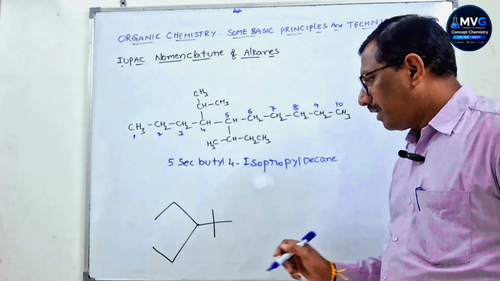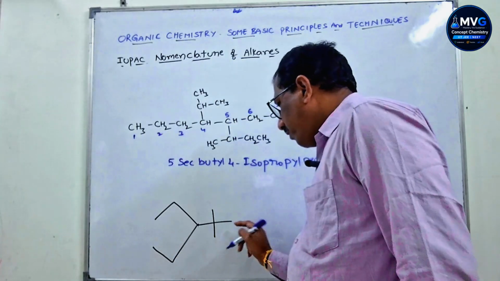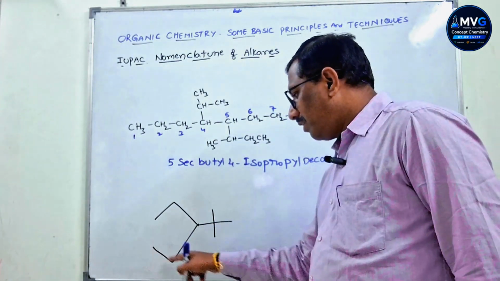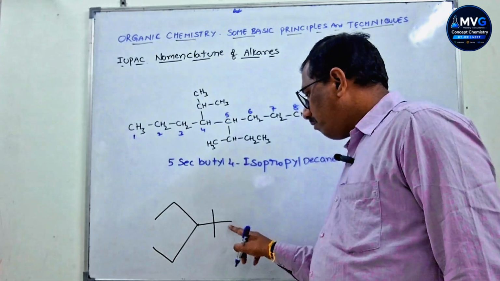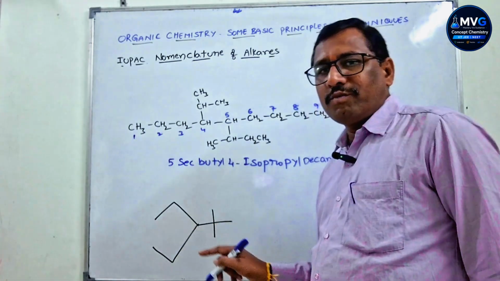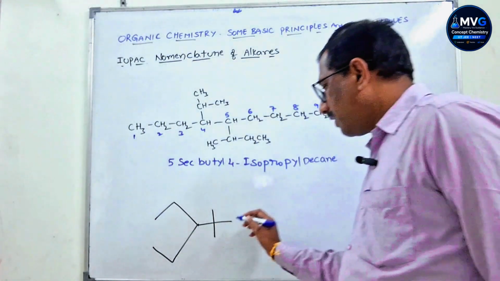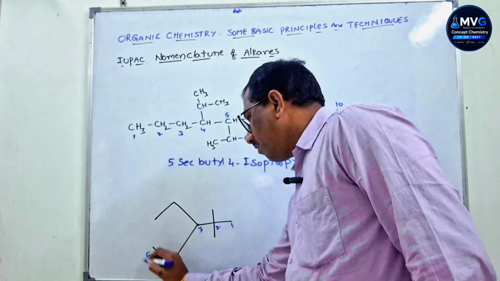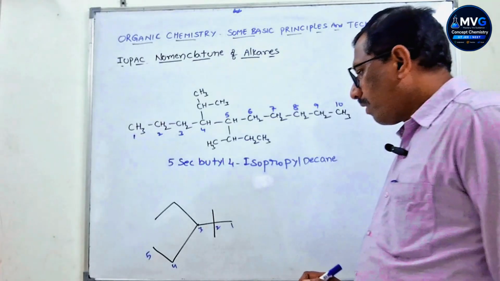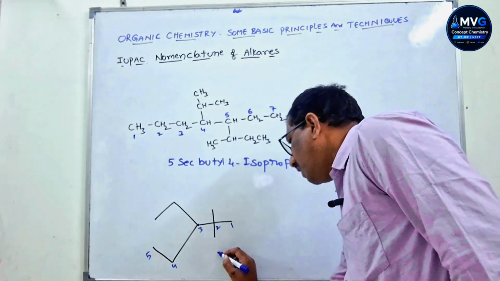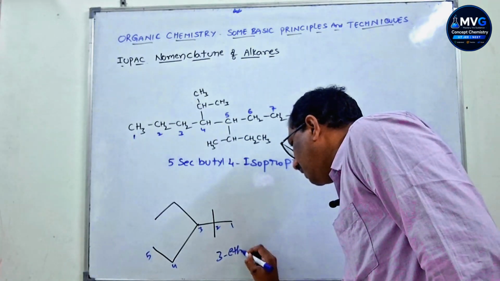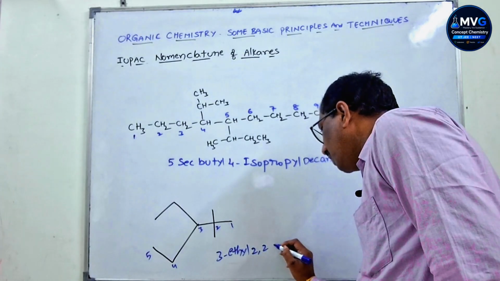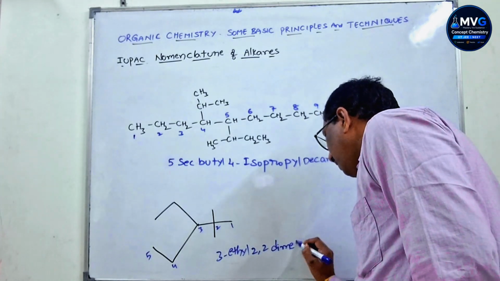Now same like that, students. Here we should select the longest carbon chain. So like that, 1, 2, 3, 4, 5. Both directions are the same, that's why we can give the numbering like this. Now the compound name, students. Third position ethyl is there, 3 ethyl. Second position methyl groups are there, 2,2-dimethyl.